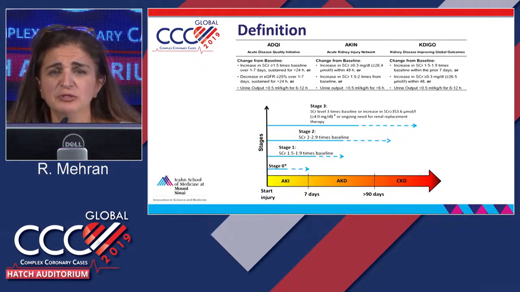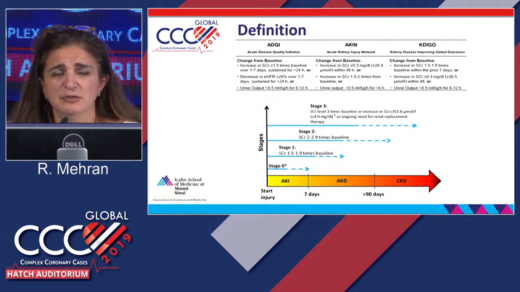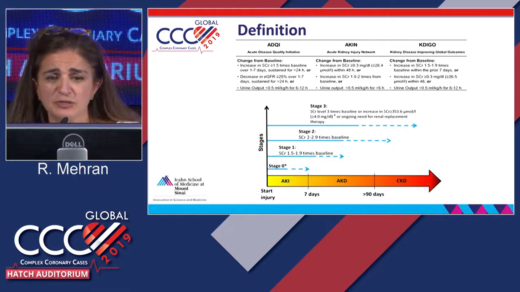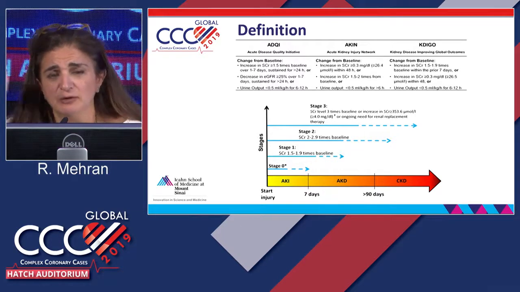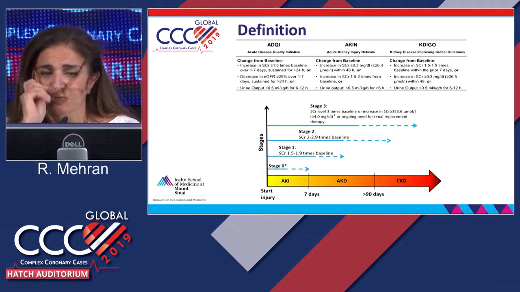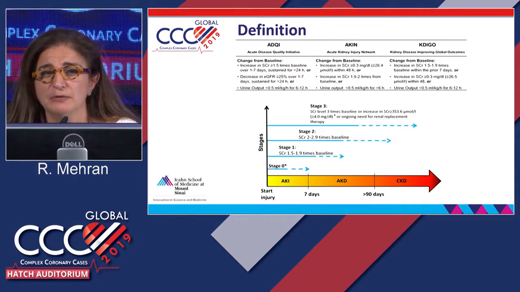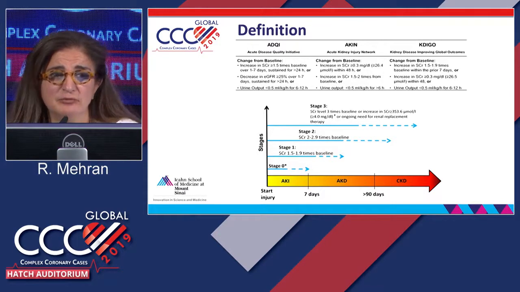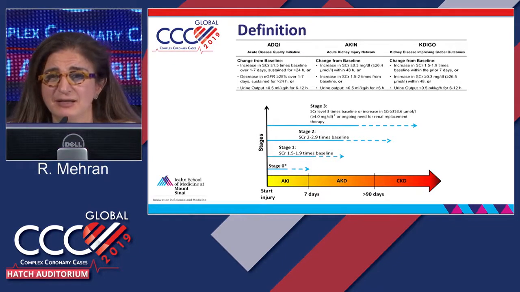contrast association. First and foremost, the definition has always been about a 0.5 milligrams per deciliter increase or a 25% increase in baseline creatinine. That's how it's been defined in the past, but there's been a reorganization of how we should look at it across the board so everyone speaks the same language. And as a result, AKIN, which is the middle category here, is the one that I would say that you should all follow. And this is change from baseline, an absolute increase of 0.3 milligrams per deciliter within 48 hours, or an increase of at least 1.5 to 2 times from baseline creatinine, or a urine output of less than 0.5 milliliters per kilo per hour for more than 6 hours.